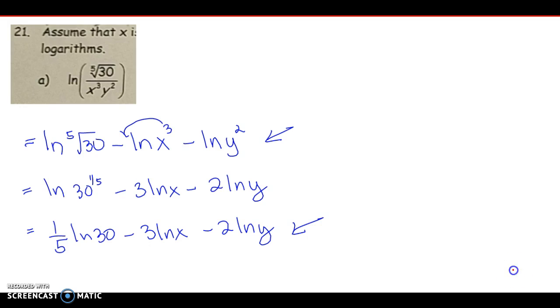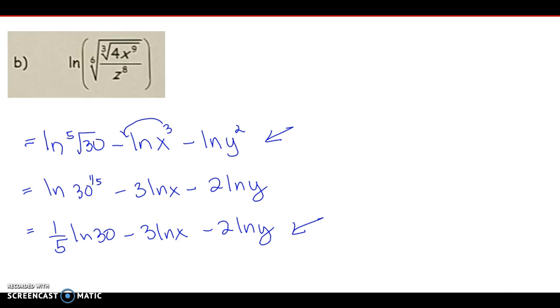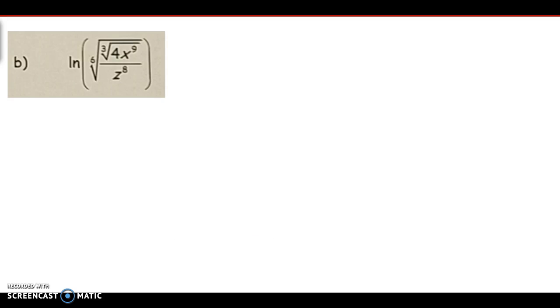Okay, let's move on to letter B. All right, so you have that. So carefully look at this one. They have the whole argument raised to the power of 1/6, or all of them under 6 roots. If we were going to rewrite that, that would look like ln of the cube root of 4x to the ninth divided by z to the 8th, to the power of 1/6, right? So that's the 6th root.